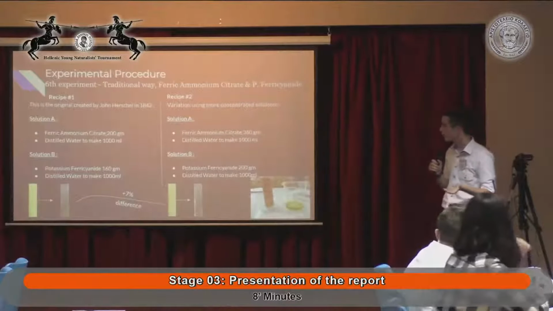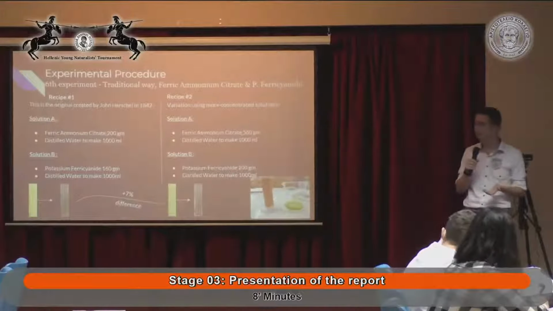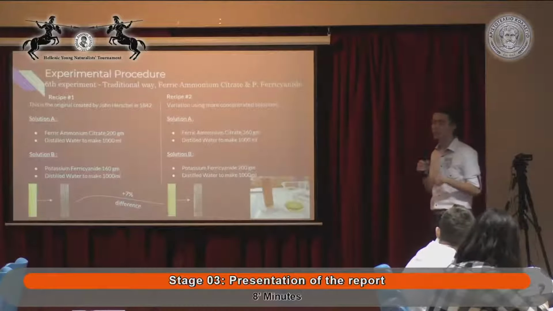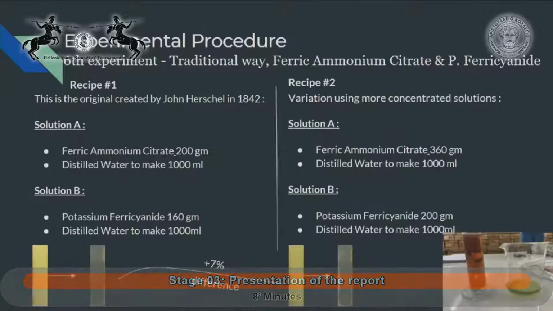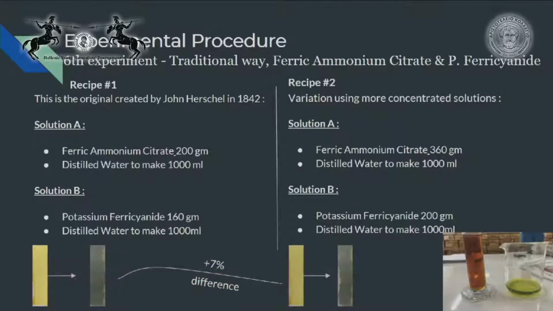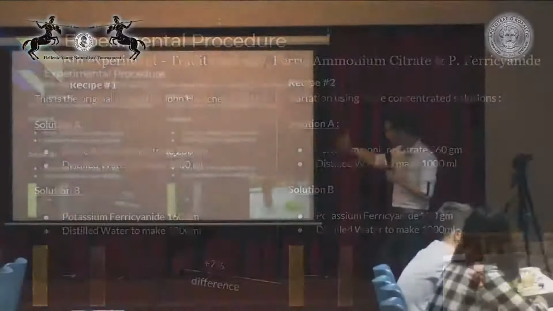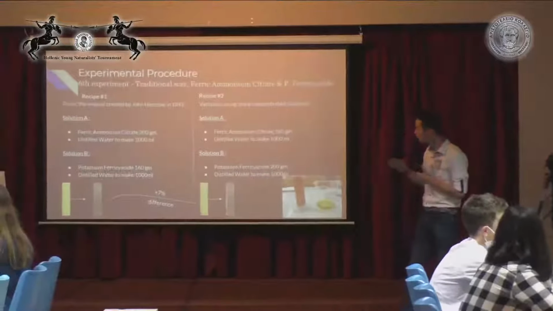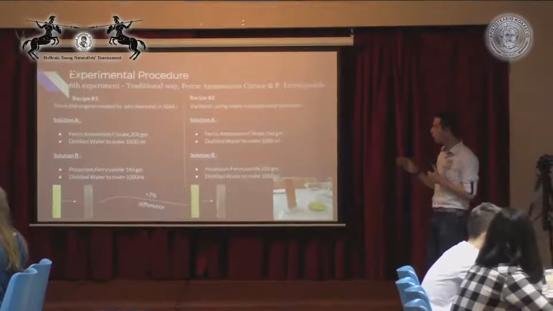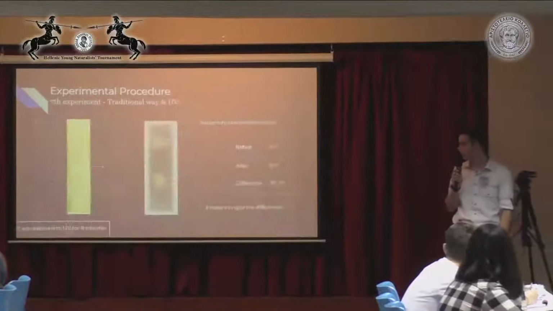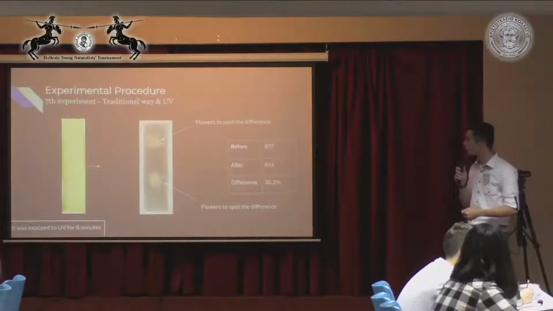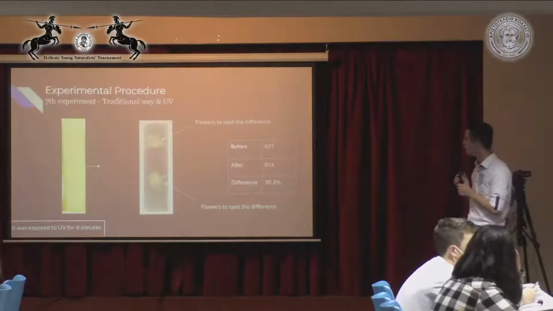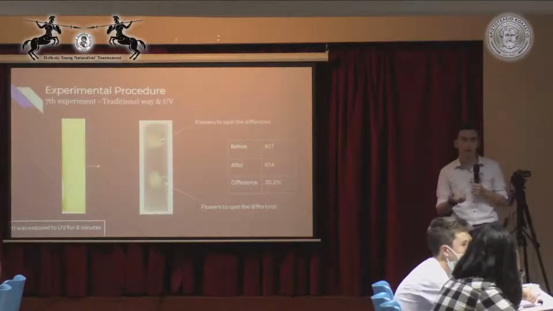That's the sixth experiment, the traditional way using ferric ammonium citrate and potassium ferricyanide. The first one is the original created by John Herschel, while the second one is a variation using a more concentrated solution. In those two experiments, we can spot a plus 7% difference. That's the seventh experiment I made, which is also the traditional way, with UV light. And we can also see a big difference.